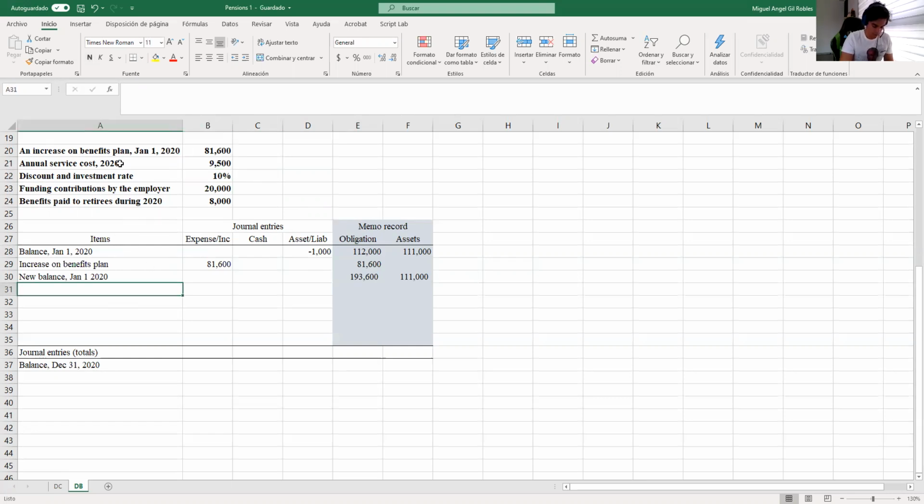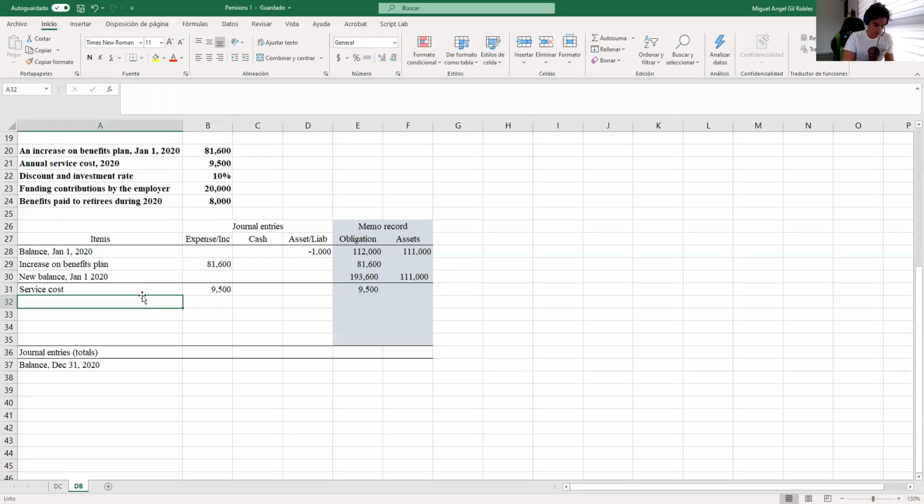So if we go step by step, I think the next thing to do is that I can even write a line in here to make it easier to find where is the new balance. So now I think that I need to register the annual service cost. So service cost will be in here. And I think this one is quite easy, right? Do you remember? We only have to register the expense, 9,500, and we are going to increase the obligation, 9,500.